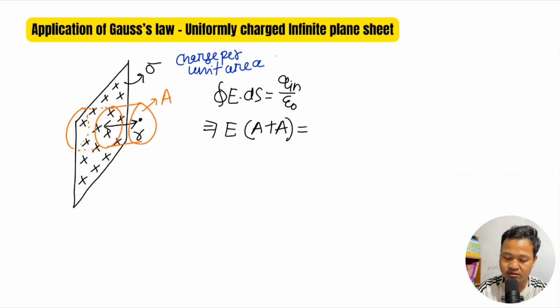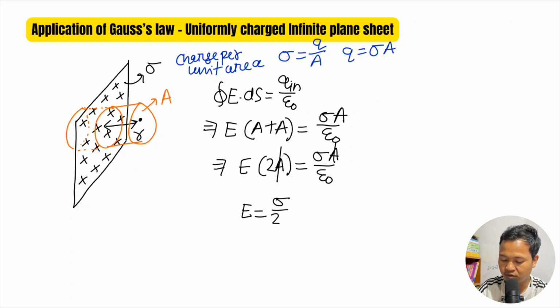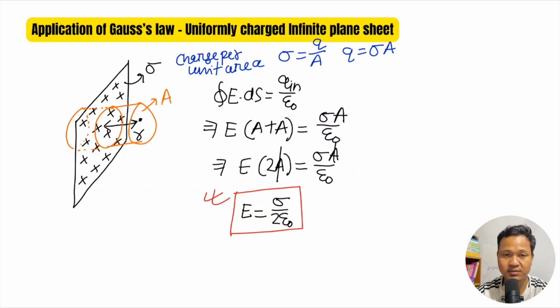Charge per unit area is sigma, that is charge divided by area. So the charge enclosed is sigma into area. Here the charge enclosed is sigma into area divided by epsilon naught. Solving, E into 2A should be equal to sigma into A divided by epsilon naught. A and A cancel, so remaining E equals sigma by 2 epsilon naught. So this is the electric field due to an infinite sheet, sigma by 2 epsilon naught.